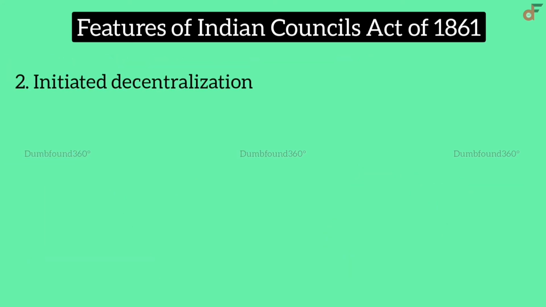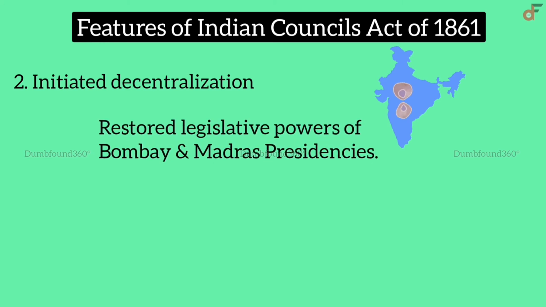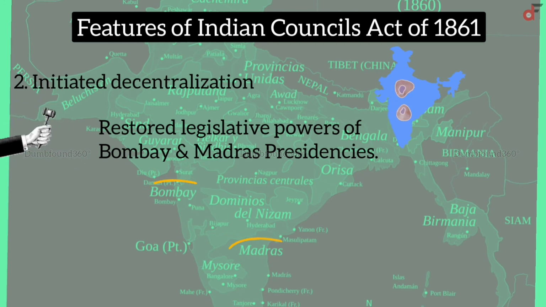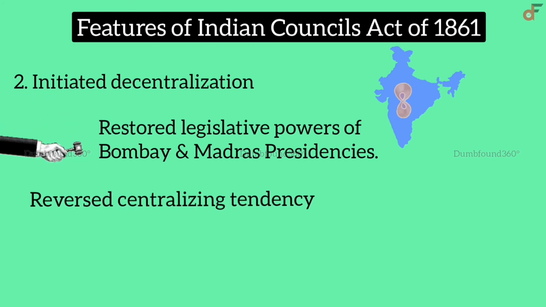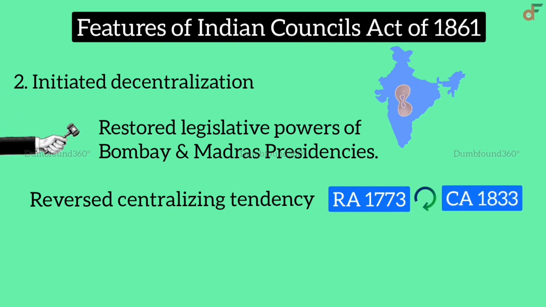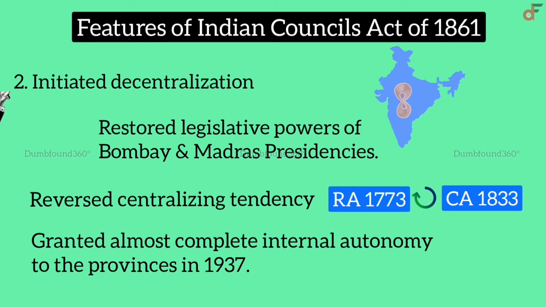2. It initiated the process of decentralization by restoring the legislative powers to the Bombay and Madras presidencies. It thus reversed the centralizing tendency that started from the Regulating Act of 1773 and reached its climax under the Charter Act of 1833. The policy of legislative devolution, that is, decentralization, resulted in the grant of almost complete internal autonomy to the provinces in 1937.